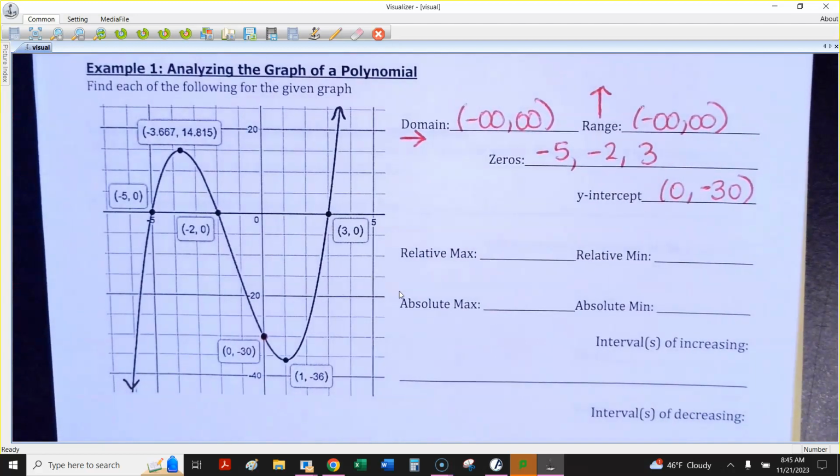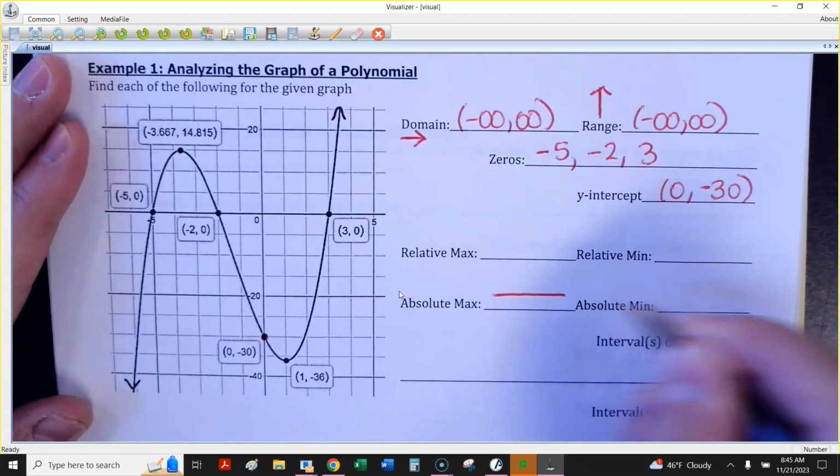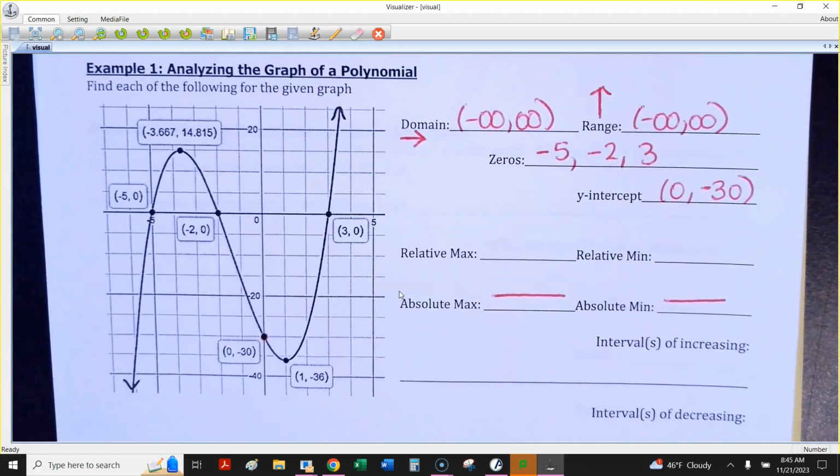Now, I'm going to do this out of order just a little bit. Because one side of this graph goes down forever and one side goes up forever. Whenever you have an odd degree polynomial, you do not have an absolute maximum or an absolute minimum. They don't exist, because one side goes up to positive infinity and one side goes down to negative infinity, not to a specific number. So no absolute max or min on this graph.